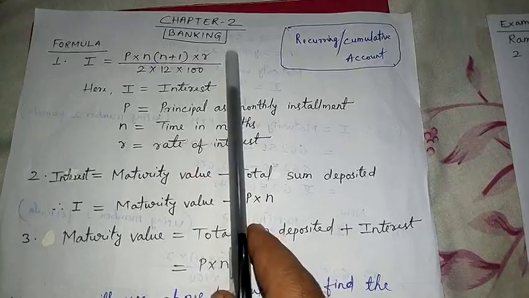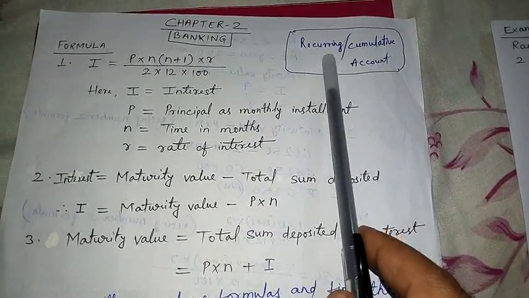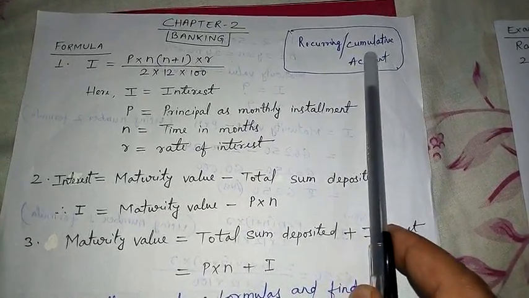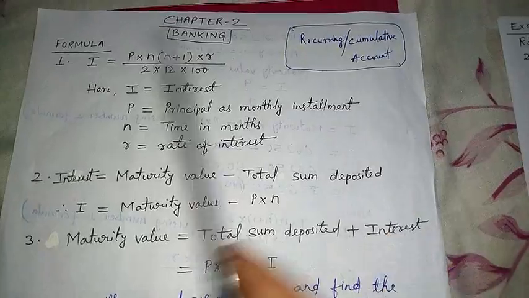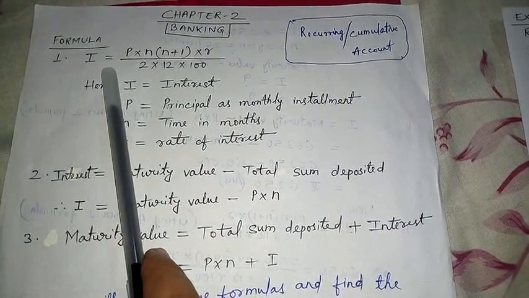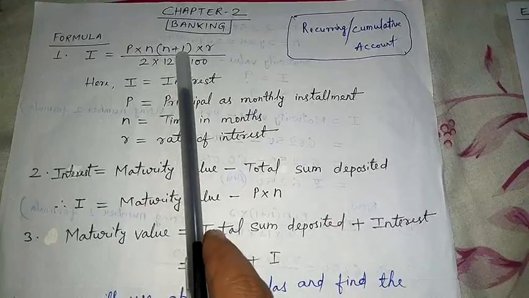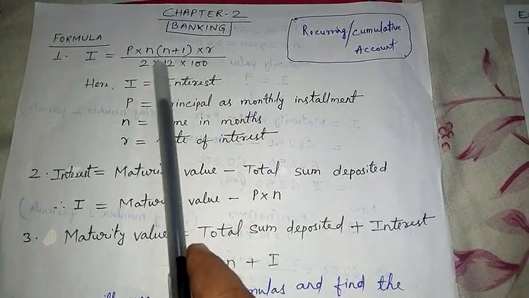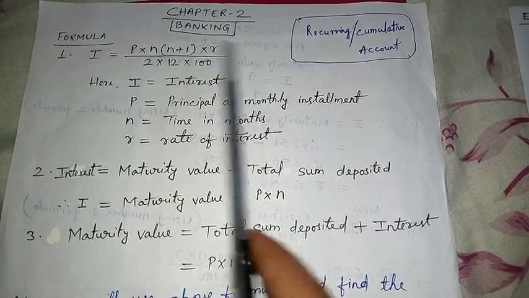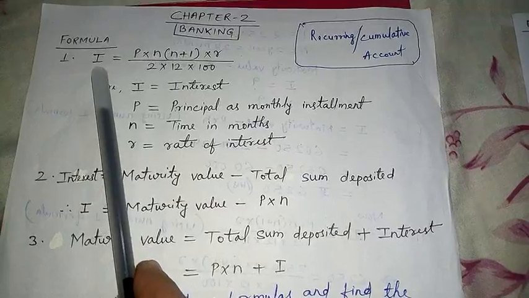Here in this chapter we will learn about recurring account, or we also can say cumulative account. So number one formula we have I equal to P into N bracket N plus 1 into R by 2 into 12 into 100. So here one by one I will teach you what is the meaning of I.